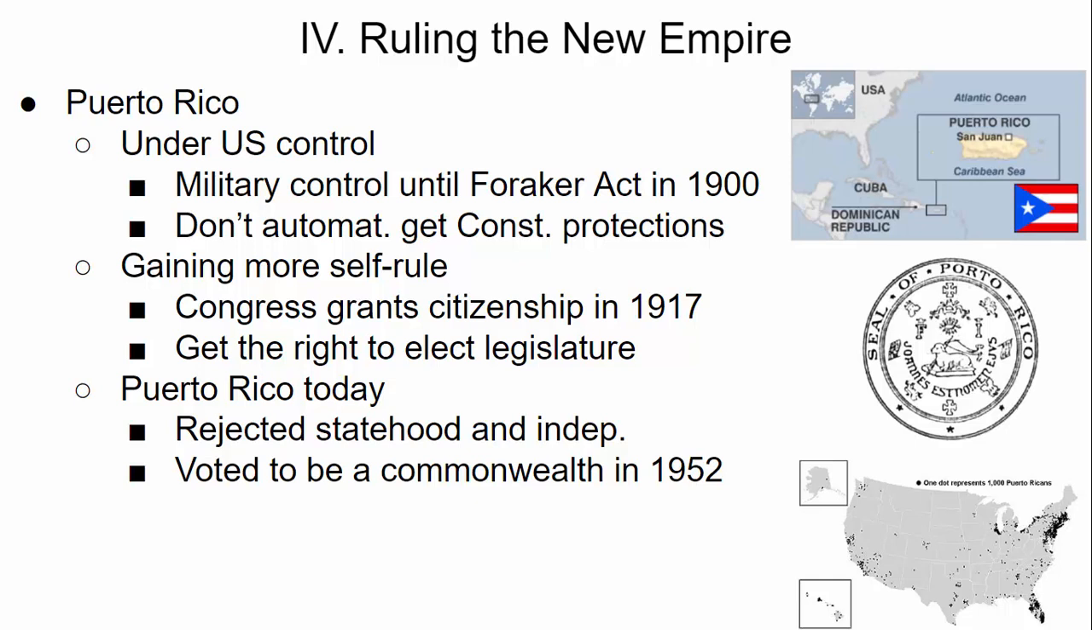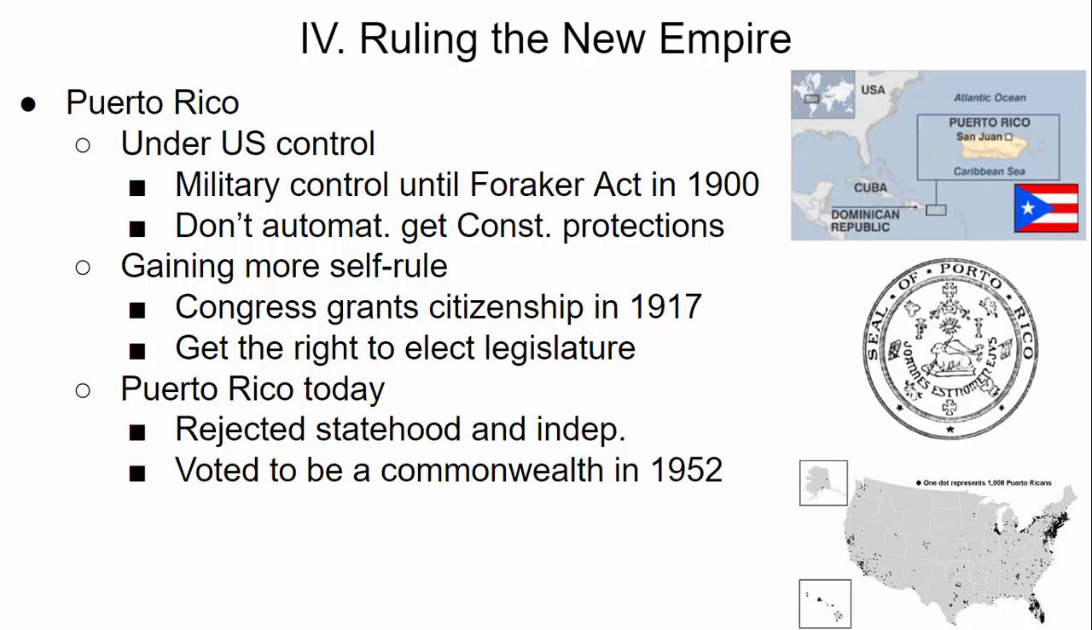So the Supreme Court rules that the people of Puerto Rico and really anybody that's in our empire doesn't automatically get the protections of the Constitution. So like 13th, 14th, 15th Amendment doesn't necessarily extend to people in territories. Also under the Foraker Act, the Puerto Ricans could only vote for their House of Representatives. All of their senators and their governor were appointed. They do gain more self-rule over time.